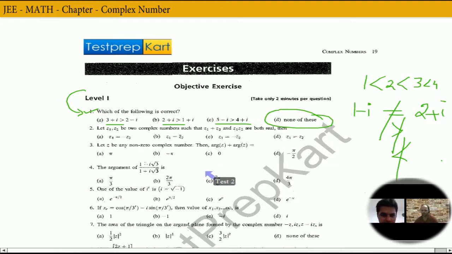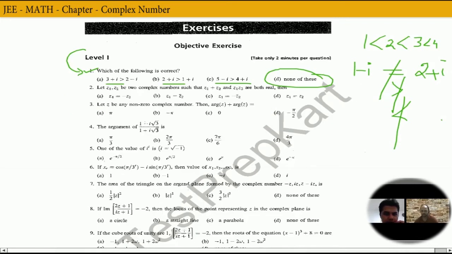When you see that they are trying to find any relation between them, always go with this option, because as I said, no conclusion can be made. Okay, is that fine? Let's come to the second question.